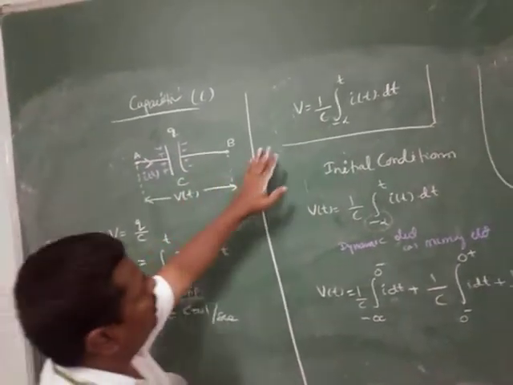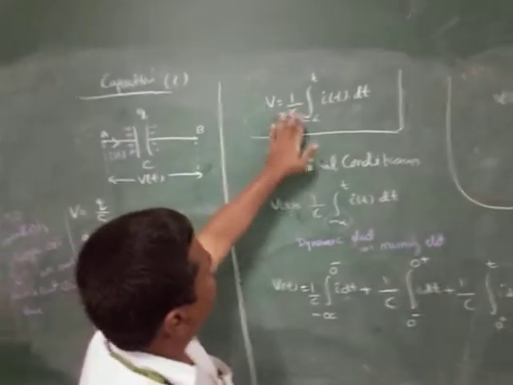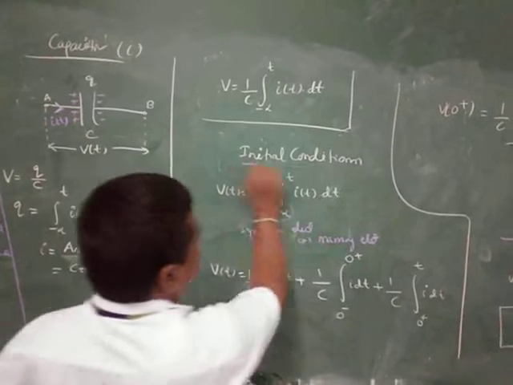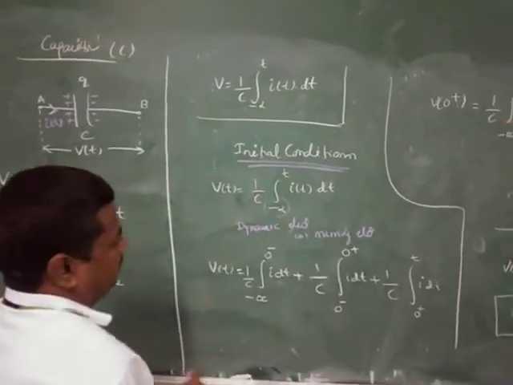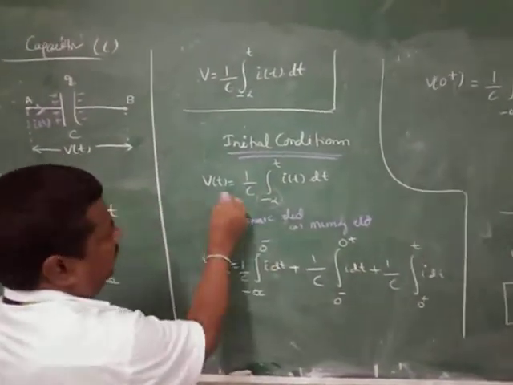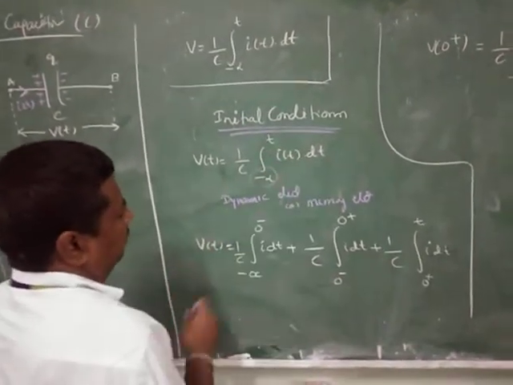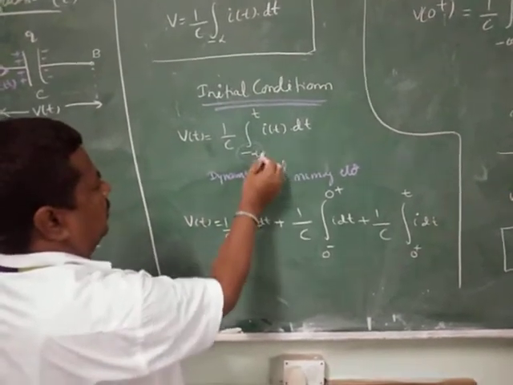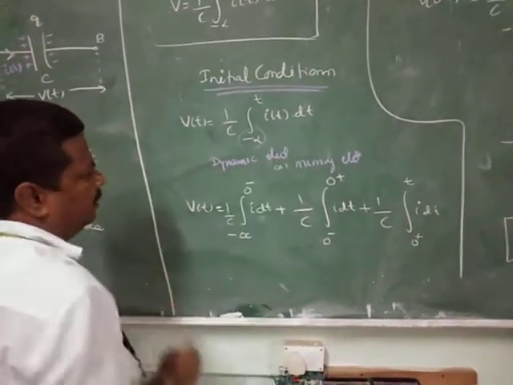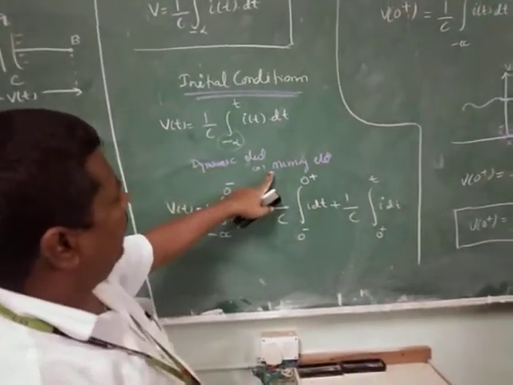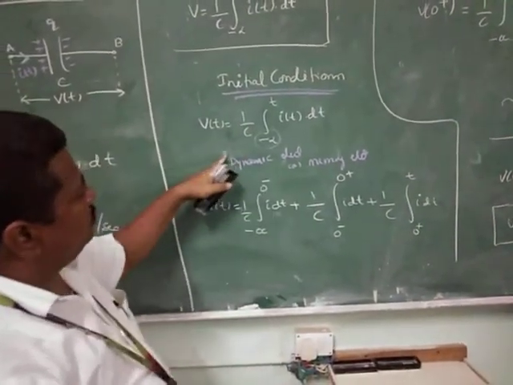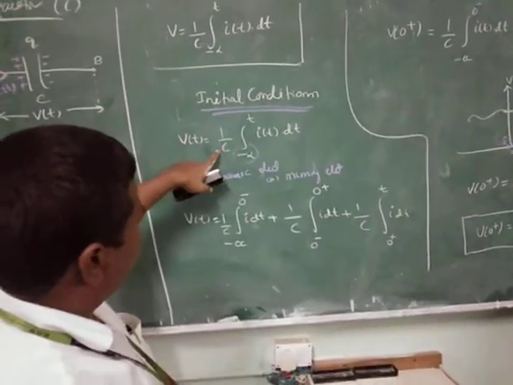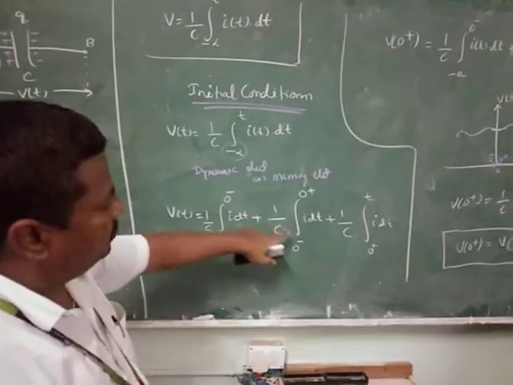Then only is charge established on the plates. Now the terminal voltage relationship is V is equal to 1 by C integral from minus infinity of I of t dt. Now coming to the initial conditions, using the same basic equation, V of t is equal to 1 by C integral from minus infinity to t of I of t dt. That means the present value of voltage not only depends upon the present value of current, it also depends upon the previous history of current. That's why this element is a memory element. Now coming to the initial conditions, this expression is subdivided into three parts.